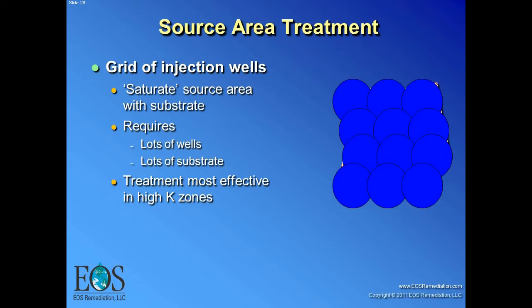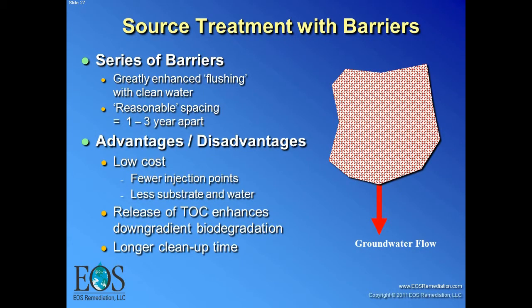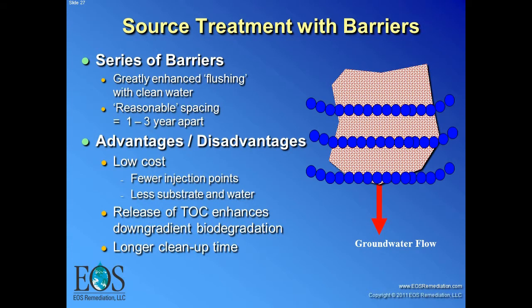Another alternative is you can go into a source area or even a plume and put a sort of series of barriers. Now, the oil you're putting in might last 2, 3, 4 years. And so typically what we would do is we try to space these barriers maybe 1 to 3 years apart. And then what happens is dirty water flows in the barrier, gets treated. Treated water flows out of the barrier and flows down to the next one.